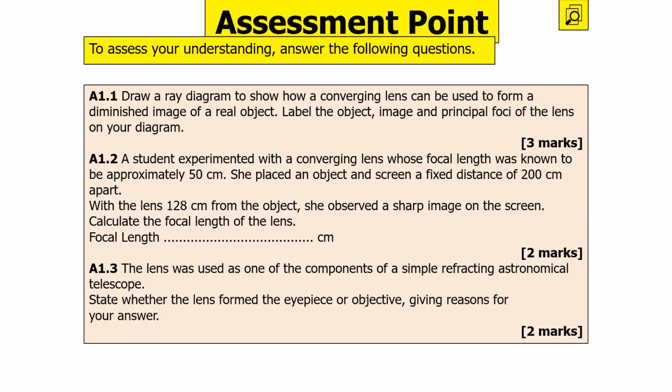The next question says, draw a ray diagram to show how a convergent lens can be used to form a diminished image of a real object. Label the object, image and principal foci of the lens on your diagram.